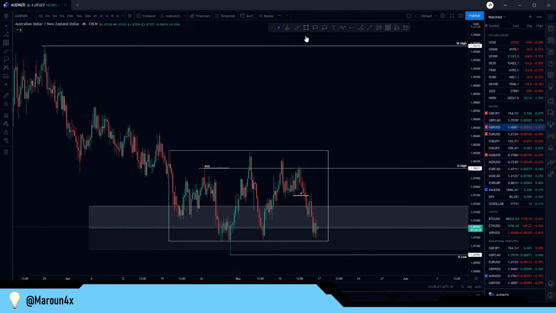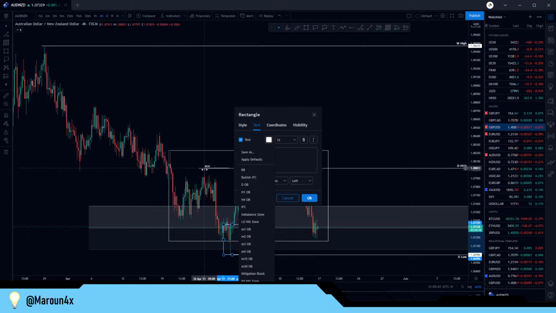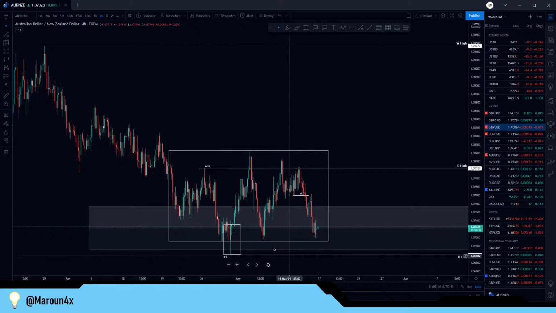I'm gonna mark this out as an institutionally funded candle, since there was a manipulative move to tap into that liquidity, take retail traders into selling, and price moved higher than the actual highs. So the institutionally funded candle moved up, came back here.